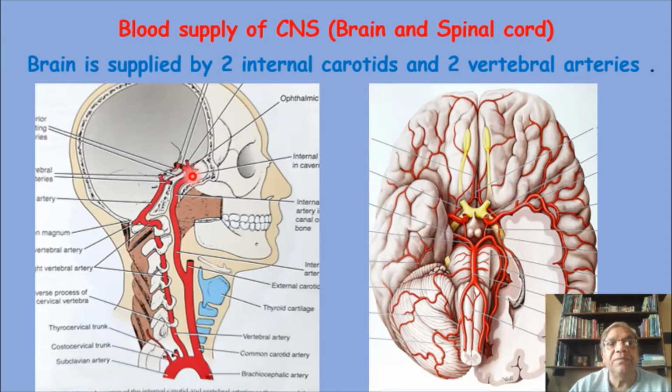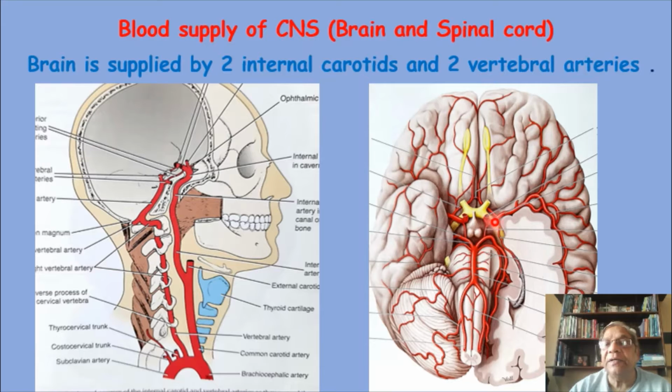Now let us see the formation of the circle of Willis with the help of the two vertebral arteries, I mean to say the basilar artery, which lies on the pons, and this artery is the internal carotid artery. Excuse me. This internal carotid artery lies here in the interpeduncular fossa, after piercing the arachnoid and the pia mater.